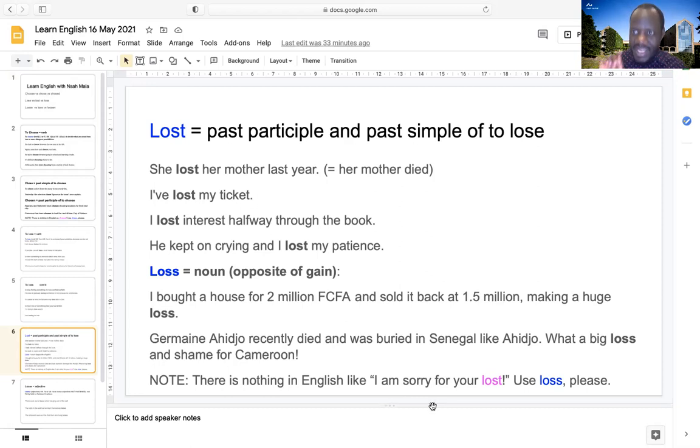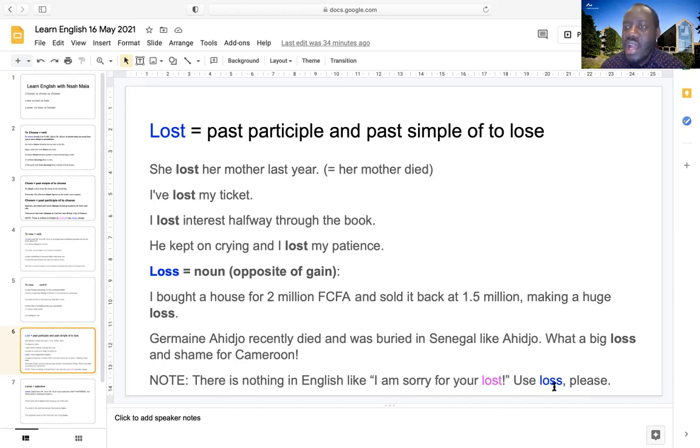Kindly note, please. There is nothing in English like "I'm sorry for your lost." So often, when you read through a Facebook post or Twitter post or a post elsewhere on social media where, for example, someone is announcing the passing away of one of their loved ones, we usually find people saying, "I'm so sorry for your loss," and they're actually writing it this way, and it's just horrible. That is wrong. Please, you should say you are lost.